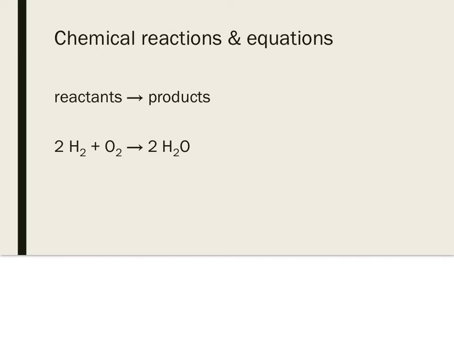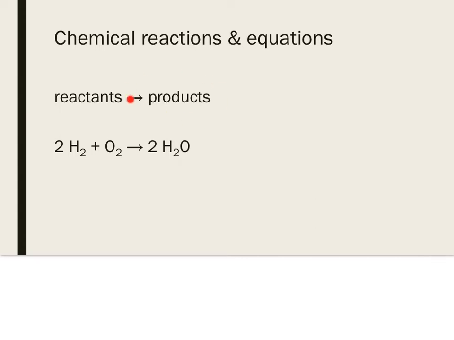So we've talked about how chemical reactions are the processes by which materials are changed from one substance into another. All right, these chemical reactions are represented by chemical equations. All right, you've got reactants. Reactants are the starting substances in a reaction. Reactants are on the left side, they're the starting substances.